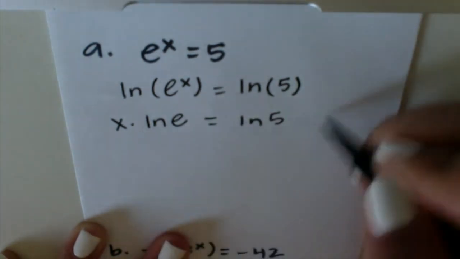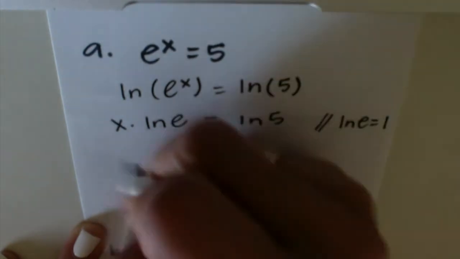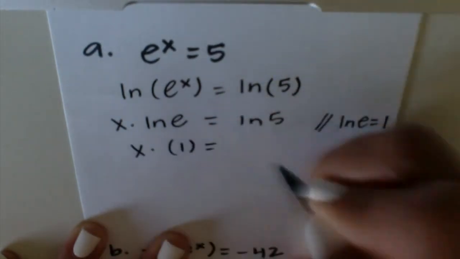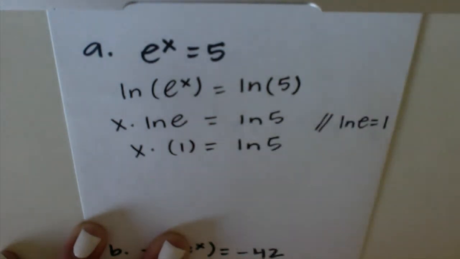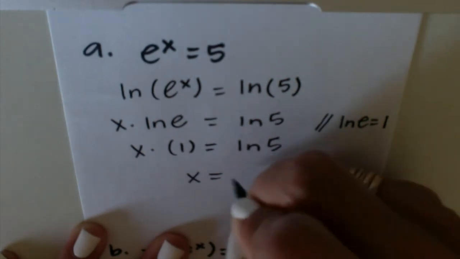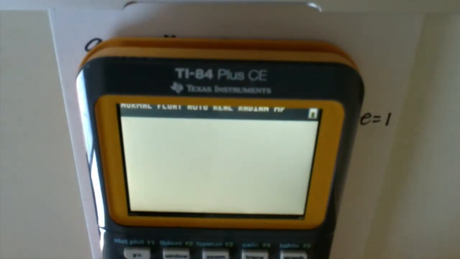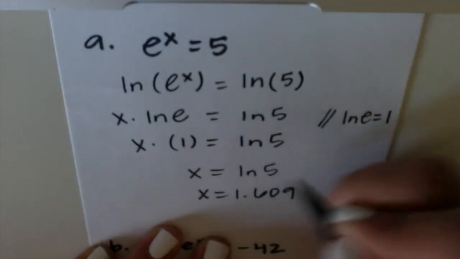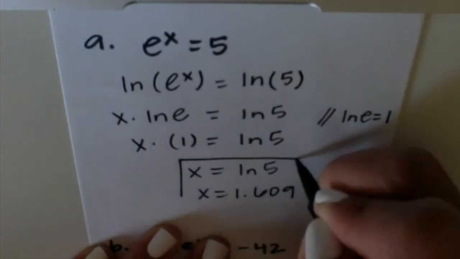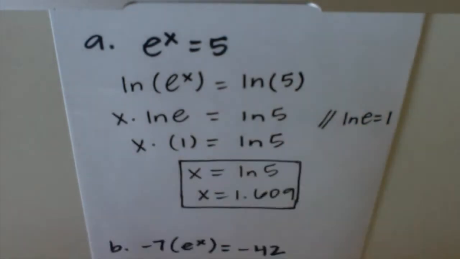And we know that natural log of e is equal to 1. So you have x times 1 equals natural log of 5. And then obviously x times 1 is just x. So you get x equals the natural log of 5. And we're going to go ln of 5, and you get 1.609. So you can list your answer as either ln of 5 or the decimal value 1.609.